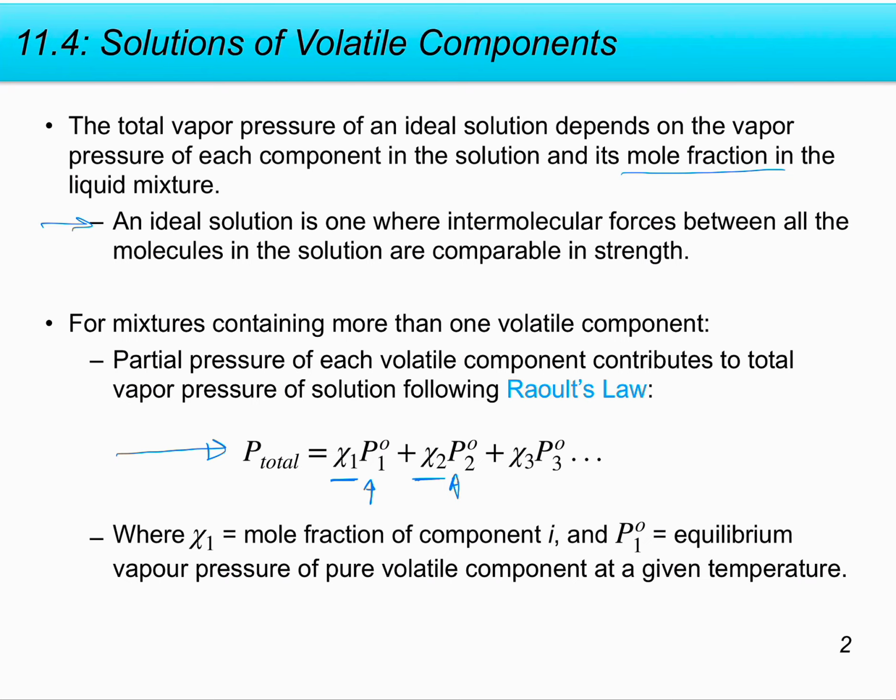Okay, the mole fraction is given by this symbol here, that's called chi. And the little 1s and 2s and 3s in that expression are just referring to which volatile component we're talking about. So for example, maybe this particular part of the equation talks about water, and then maybe this particular part of the equation talks about ethanol.